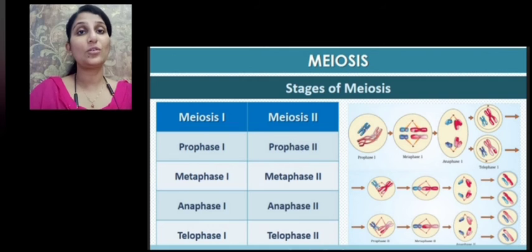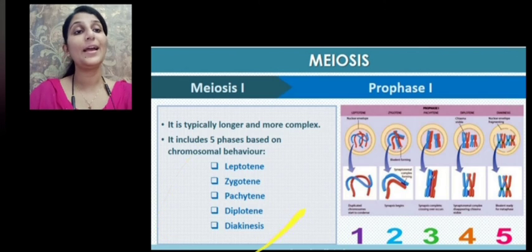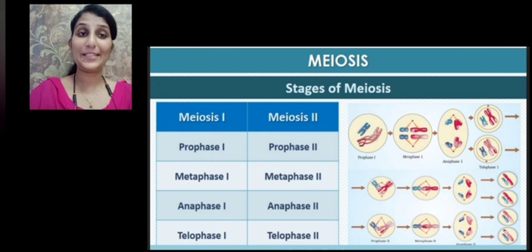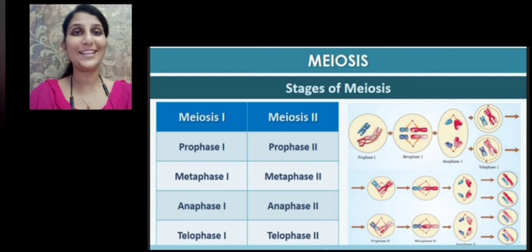Meiosis has the same stages: prophase, metaphase, anaphase, and telophase. But the difference between meiosis 1 and 2 is that in meiosis 1 they are denoted as prophase 1, metaphase 1, anaphase 1, and telophase 1, whereas meiosis 2 is represented as prophase 2, metaphase 2, anaphase 2, and telophase 2.